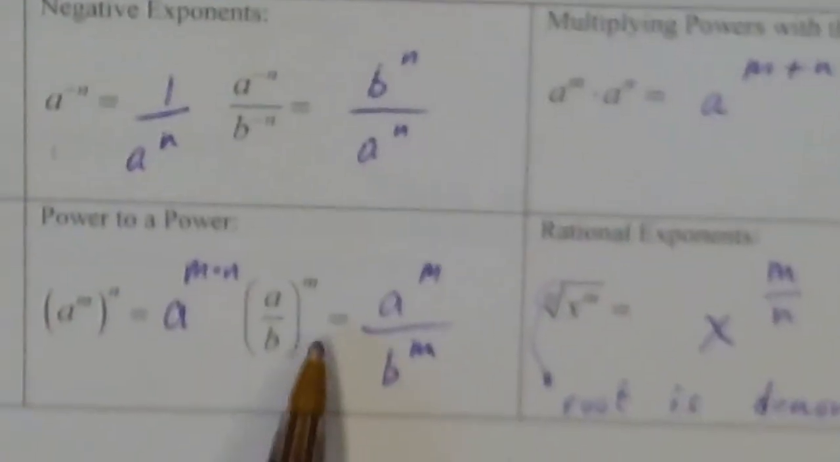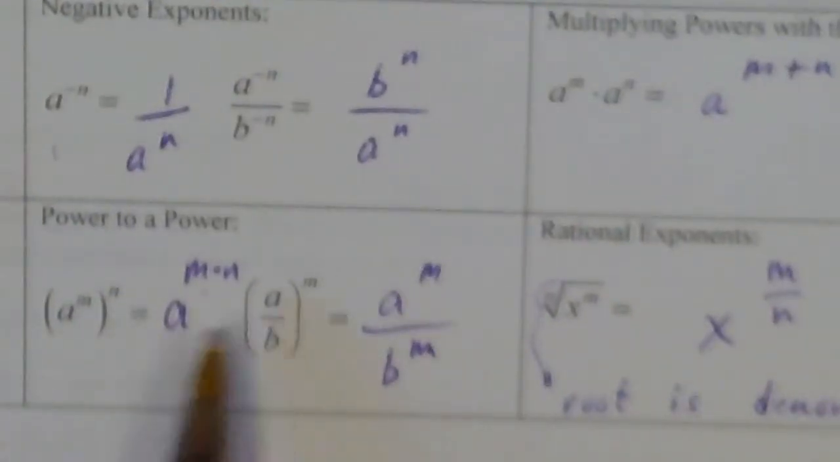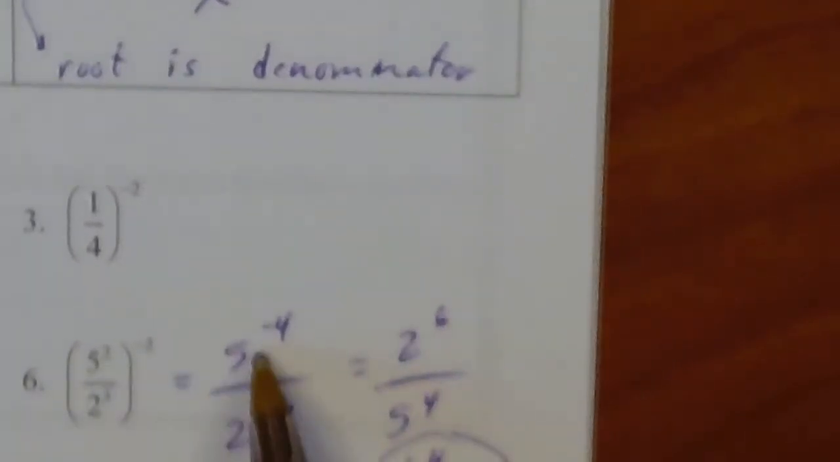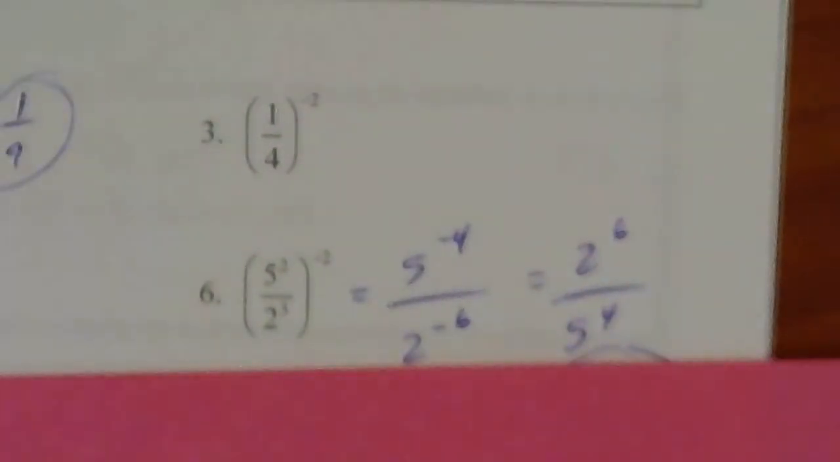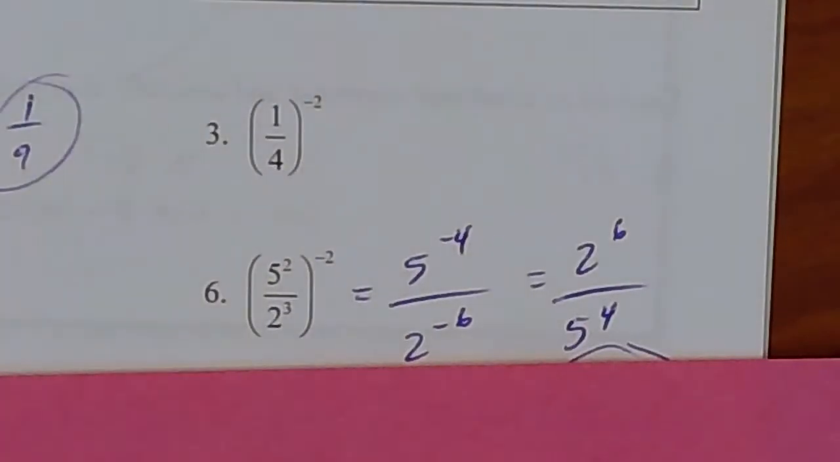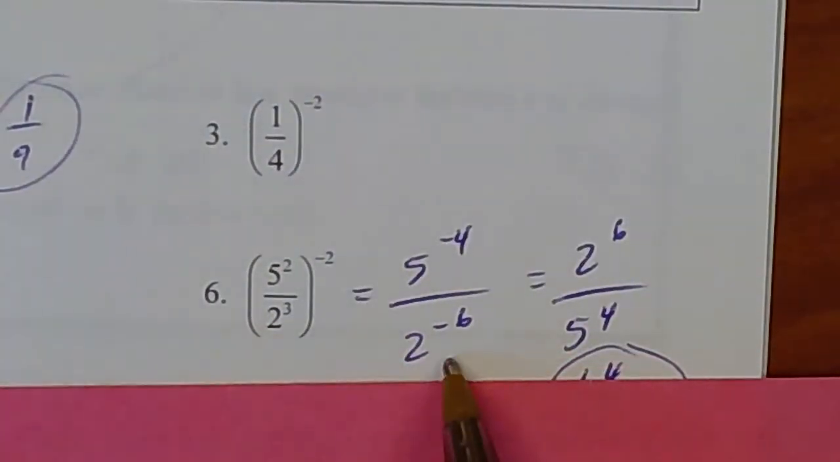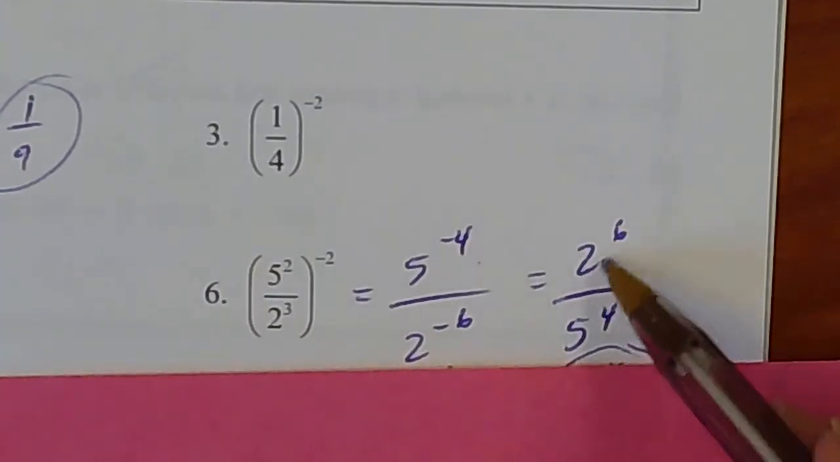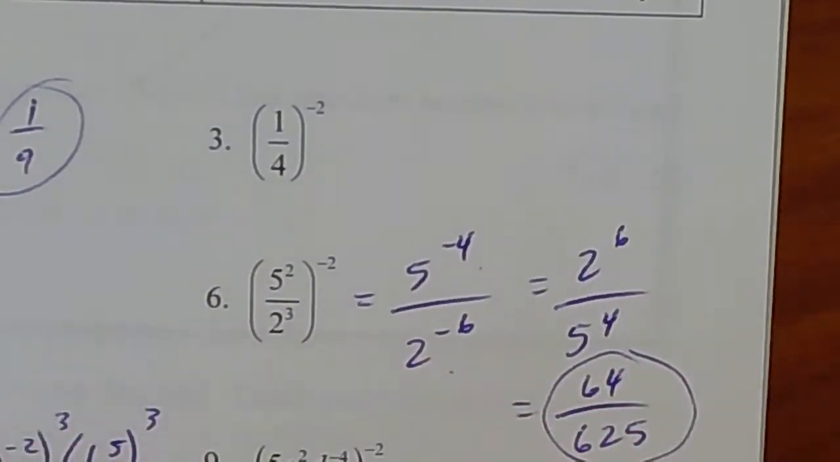6. We have both these rules going on. A fraction being raised to a power, so top and bottom, and then we got to multiply the exponents. So we get negative 4 here. Bottom, negative 6. Flip spots. And then go to your calculator and calculate what these are.